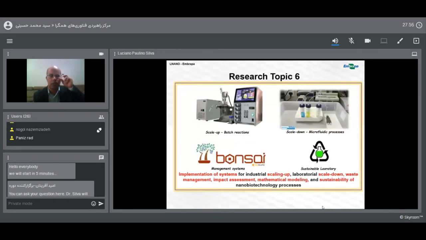Our sixth research topic is related to the implementation of systems for industrial scaling up, laboratory scaling down, waste management, impact assessment, mathematical modeling, and also following the sustainability of the nanobiotechnology processes developed in our team.